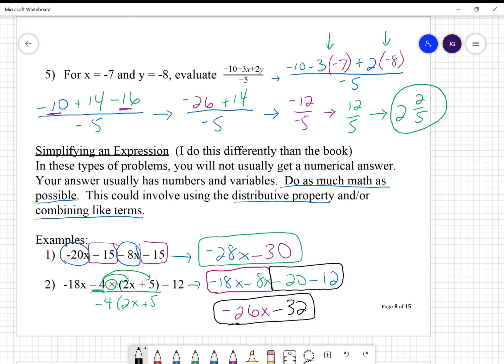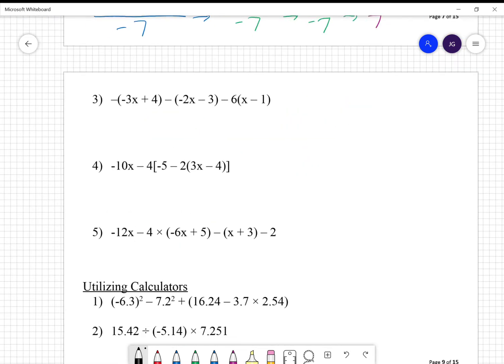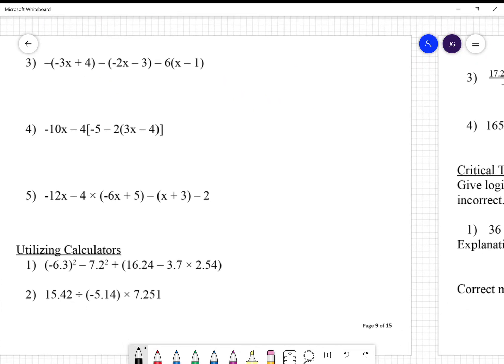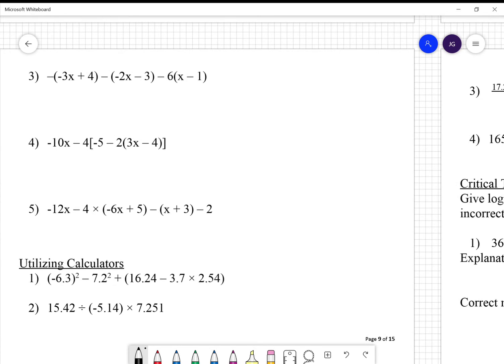Continuing with our examples. In number 3, I have a whole bunch of parentheses. In the first part, I have negative parenthesis. That's like having a negative 1 here. So I'm going to distribute. In my second set of parentheses, I also have negative. So that's a negative 1. I will distribute. And then I have negative 6 parentheses. Okay, so none of this will remain original.